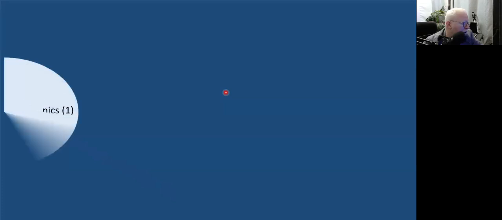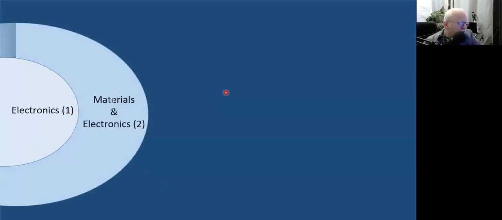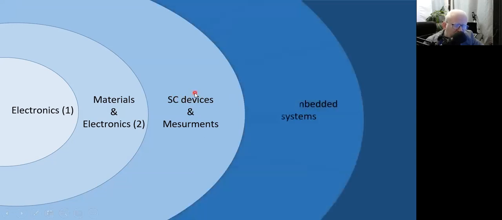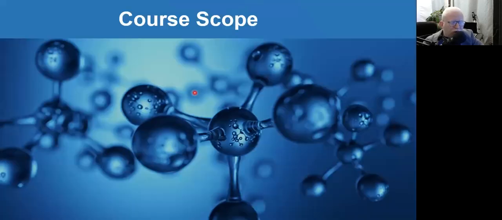So now let's show this in the curriculum. You already studied Electronics 1 in your first year, and then you studied the materials and also Electronics 2. In the previous semester, I believe you already had your measurement course, and now we are in semiconductor devices. And finally, as I mentioned, we have the VLSI and the embedded system. This is simply the trend of electronics in your curriculum.